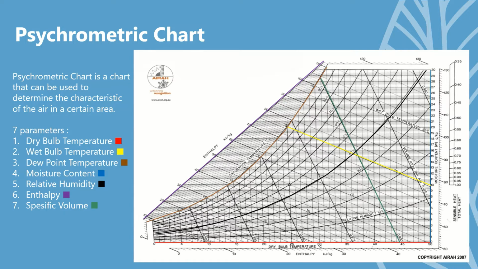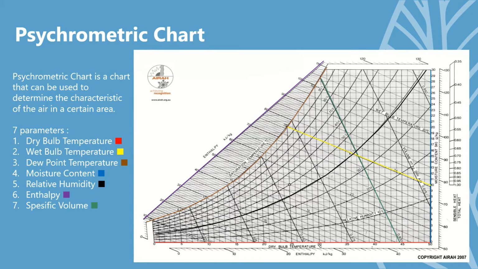Now let's move on to wet bulb temperature. This parameter is defined as the temperature captured by thermometer, but the thermometer sensor must be covered by a damp cloth. Wet bulb temperature always has a temperature that is lower or equal to dry bulb temperature.